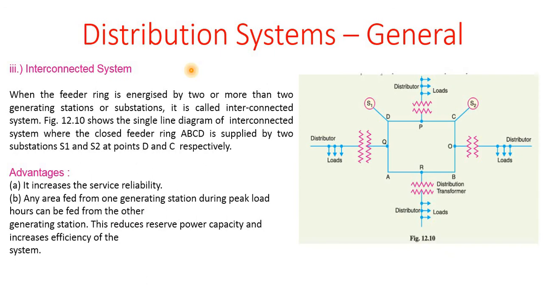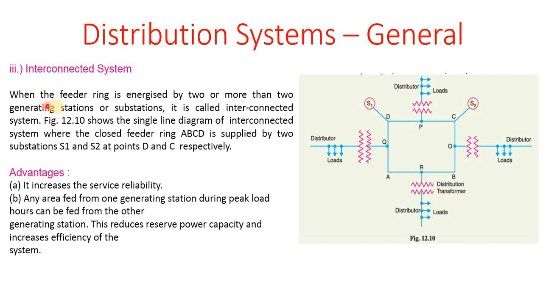The third architecture that comes in the distribution system is known as the interconnected system. It is interconnected because there are a number of substations feeding the circuit. Here the ring structure is used as in the previous case. However, the ring is fed by two substations, namely S1 and S2. The rest of the configuration is almost the same.